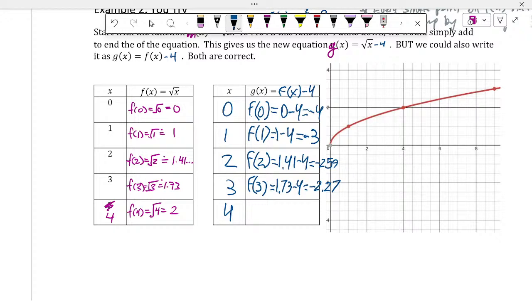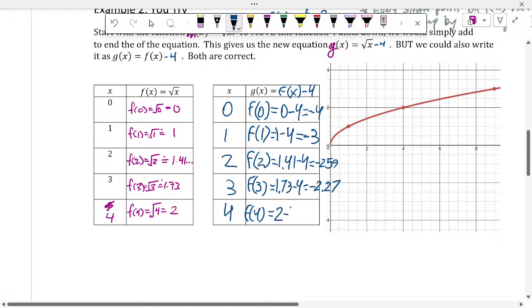Carry on. All right. So now we have F at 4 because now we have a 4, and we know that is equal to 2. So 2 minus 4, what does that equal? -2. Got it.